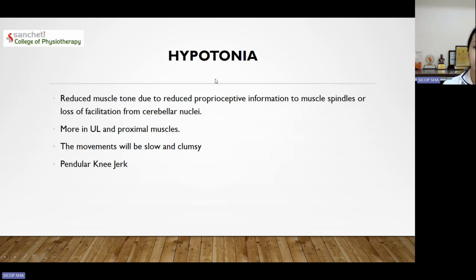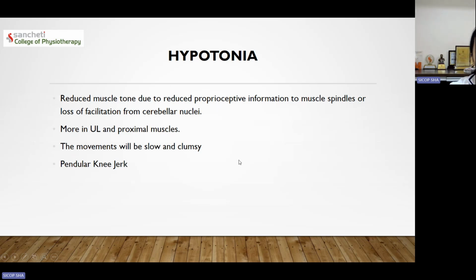Now, this hypotonia you can see as a generalized weakness, which is also called asthenia, and it is more prominent in the proximal muscles. So you're going to see the girdle muscles, the shoulder girdle and pelvic girdle muscles, affected the most, and more in the upper limb. Because of this hypotonia, as we saw initially, our patients are slow and clumsy. Because of this generalized reduction in tone, the movements are going to be slow and clumsy.